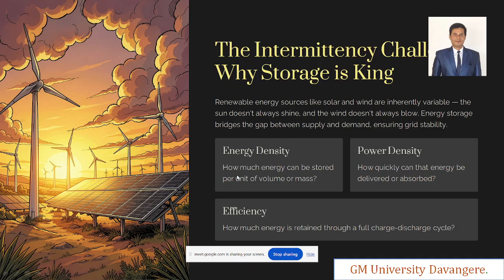So energy density says how much energy can be stored, right? Per unit volume or mass, right? And the power density, what is the power density? It tells how quickly that energy can be discharged, delivered, or absorbed. That is the difference between energy density and power density, right? As I've given the example for energy density, it is battery storage, while for power density, we can take the example of ultracapacitors. All right.